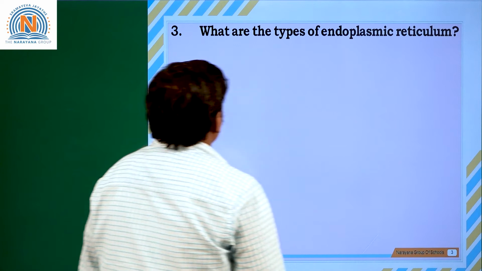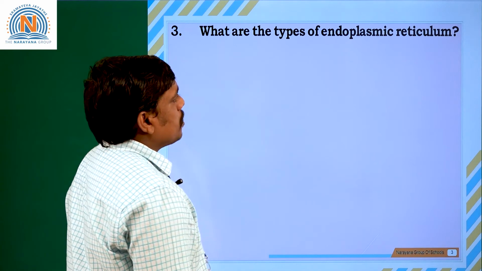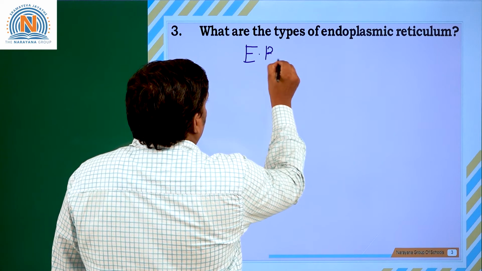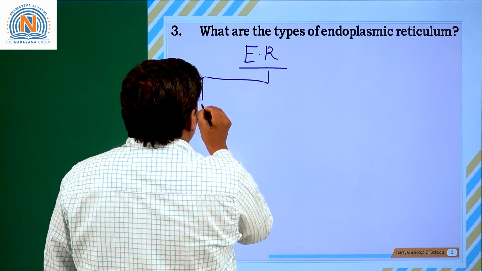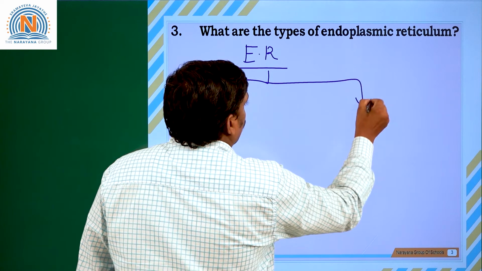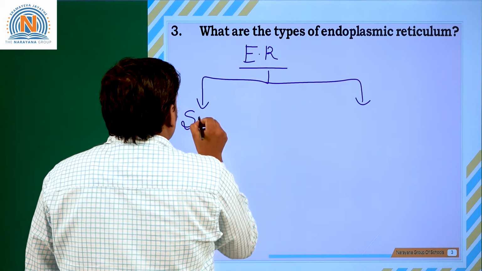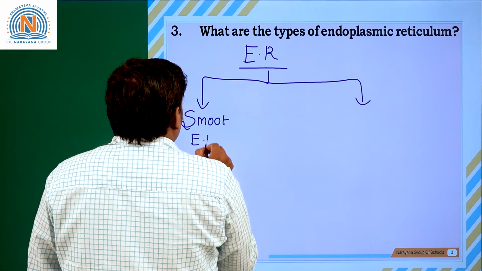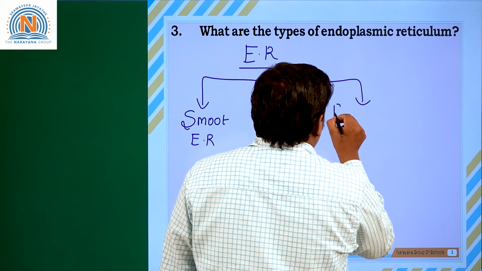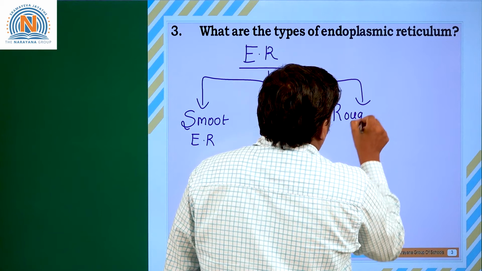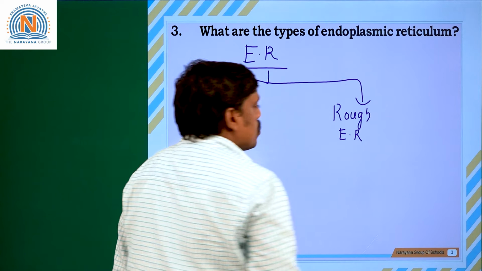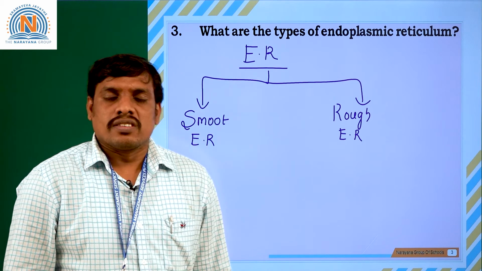Going for next question. What are the types of endoplasmic reticulum? Endoplasmic reticulum is classified into two types. What are they? First one is smooth endoplasmic reticulum. Next one, rough endoplasmic reticulum. Why is it called rough endoplasmic reticulum? It contains some rough surfaces.